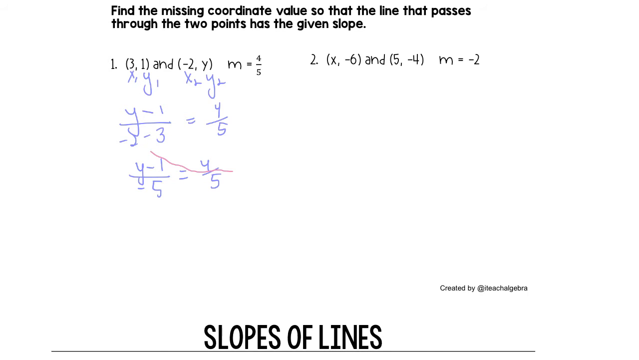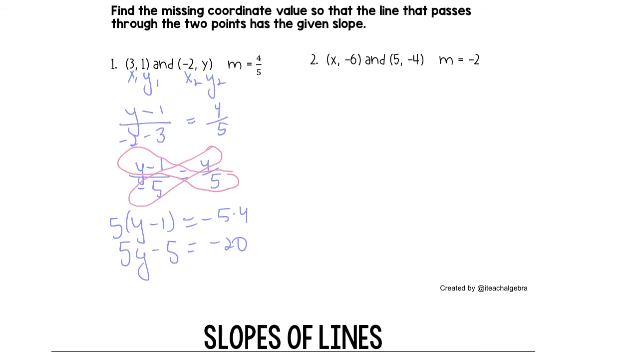Now we can cross multiply and solve these. We've got y minus 1 times 5 equals negative 5 times 4. That's 5y minus 5 equals negative 20. And solve for y. Add 5 to each side. 5y is negative 15. Divide by 5. And our missing y is negative 3. Do the same thing to the next problem.